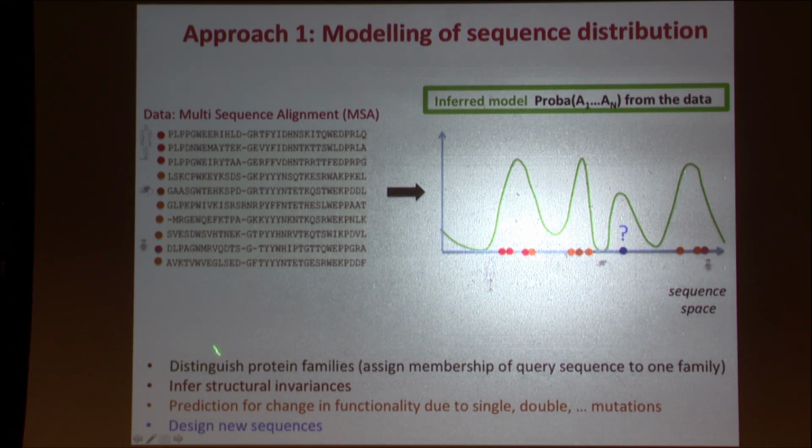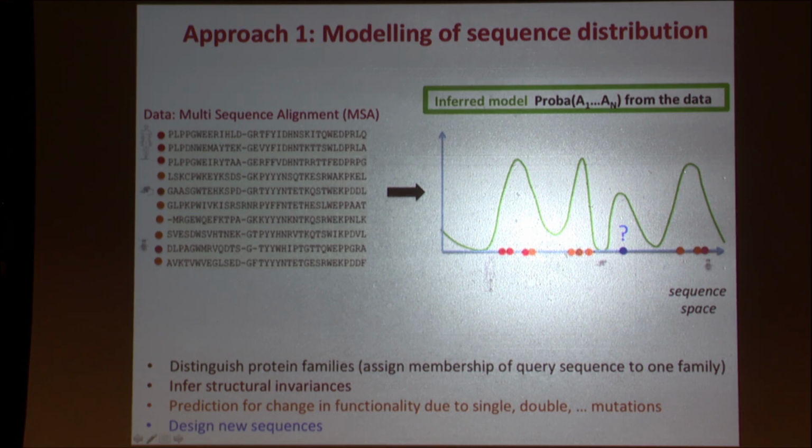And then the last goal is, can I use my model, if I really trust it, to find new sequences which apparently seem to have high score and test them experimentally? Are they functional? Do they have the right structure? OK, so this is the first approach. We want to find the green curve.